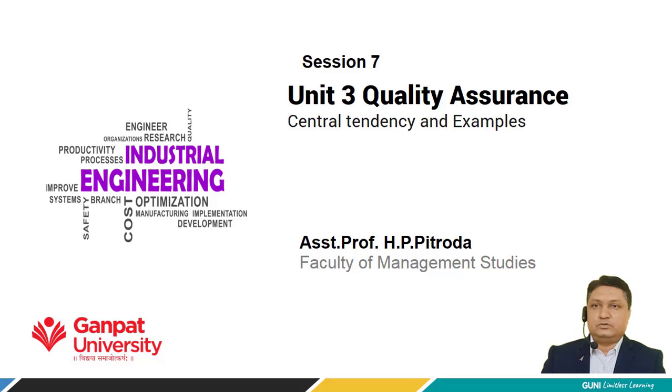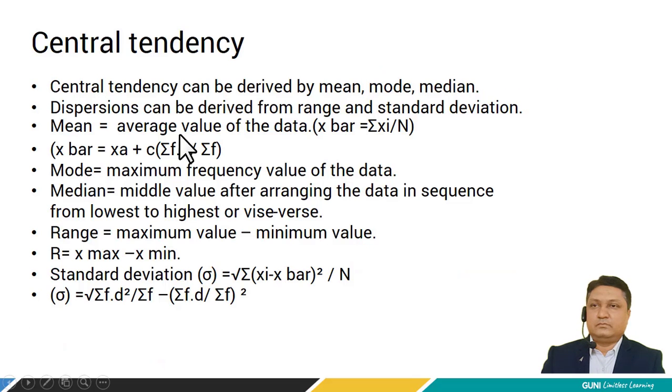Dear students, welcome to session 7 of Unit 3, Quality Assurance. In this session we will study central tendency and examples. Central tendency can be derived by mean, mode and median. Dispersion or spread can be derived from the range and standard deviation.